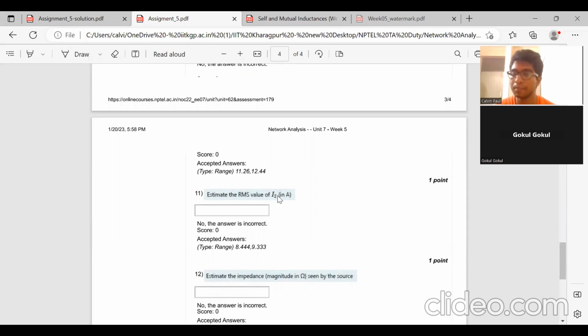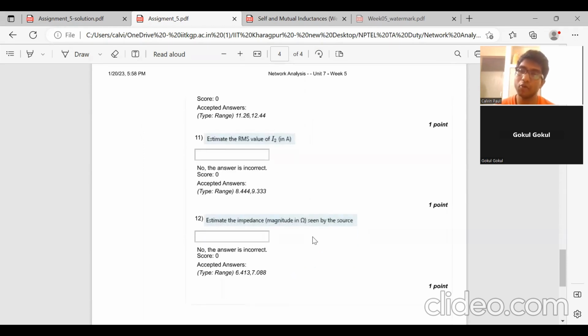Then it is written in ampere, so the answer will be in ampere. If they put milliampere, you have to multiply it by 1,000. The dimension will be the same, ampere only, but the units could be milliampere, microampere, kiloampere, something like that. Similarly for ohm, it could be kilo ohm, it could be milliohm.